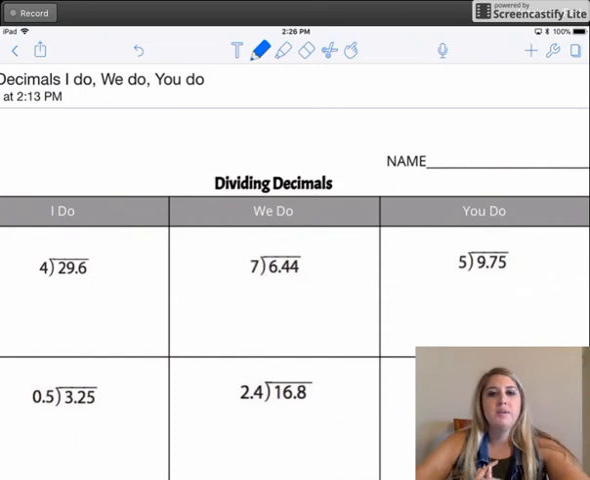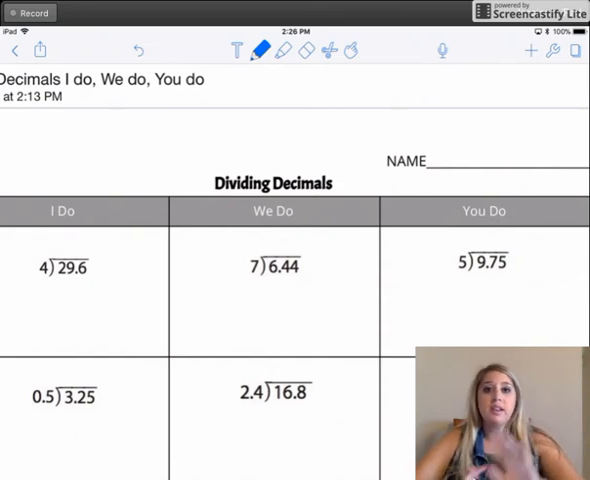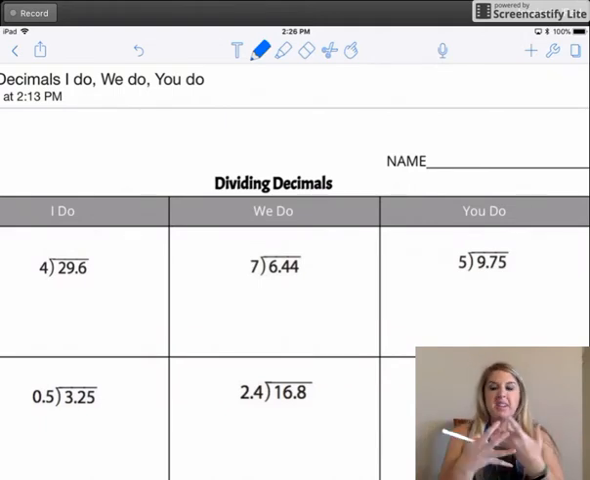Hi everyone! Today we are going to be dividing decimals. Last week we were multiplying decimals. This week we're going to start dividing decimals and then mixing it all together.